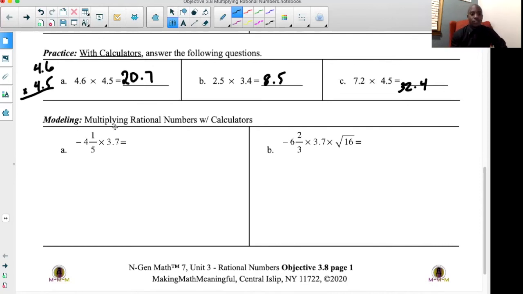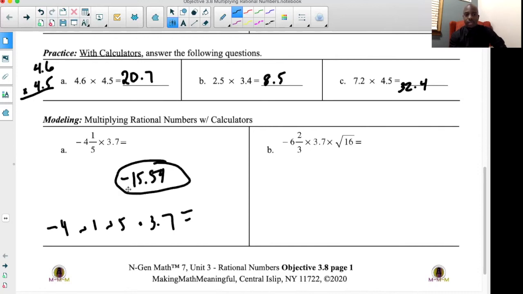Now, the difference between obviously that practice and the modeling is they'll include fractions, they'll include square roots, they'll include mixed numbers, and you need to make sure you type them in correctly as well. This is -4, negative symbol, ABC 1, ABC 5, multiplied by 3.7. When you type that in on the calculator, you should end up getting an answer of -15.54, okay?